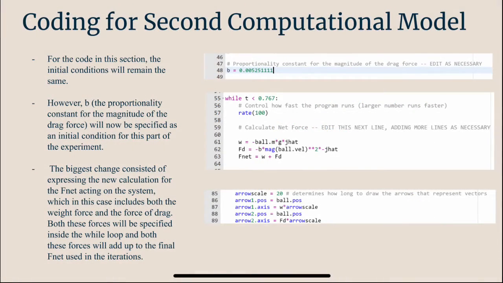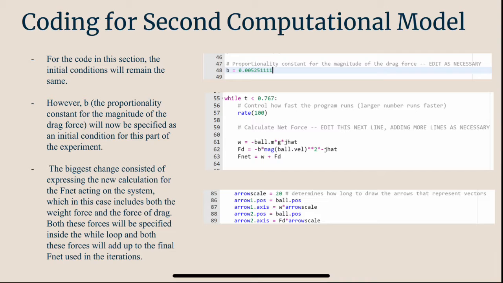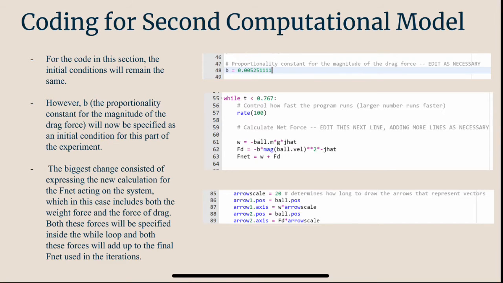So this leads us into the second portion of the lab, which was creating the code for the second computational model, which accounted for both the weight force and the drag force. For the code in this section, the initial conditions did remain the same. However, B, the proportionality constant for the magnitude of the drag force, was now specified as an initial condition for this part of the experiment.